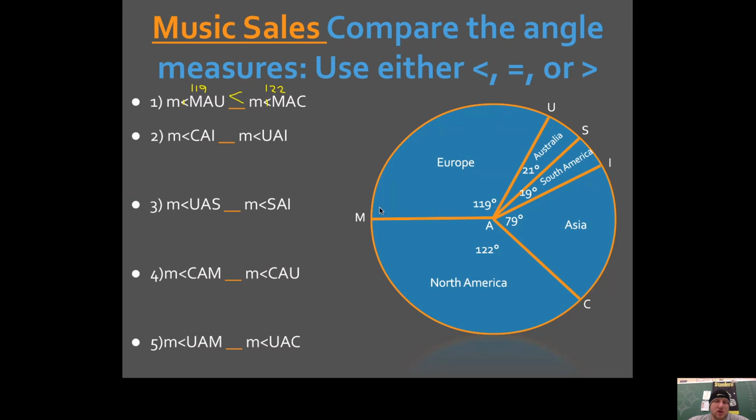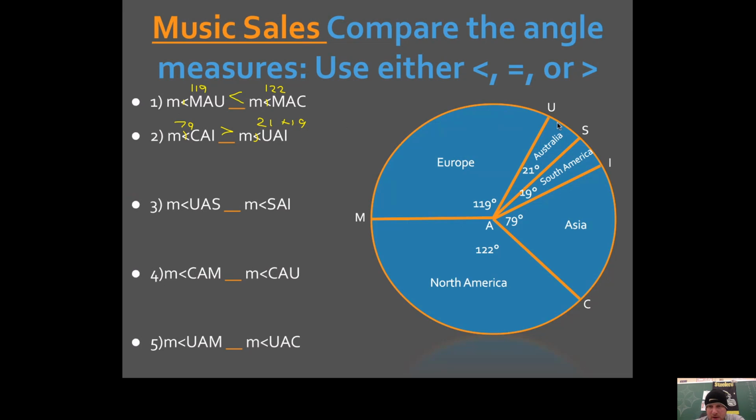Number 2, measure of angle CAI. That's 79. Measure of angle UAI. That's this one. It's a combination of 21 and 19. 21 and 19 together gives you 40. The measure of angle CAI is greater than the measure of angle UAI. Point at the smaller of the two.